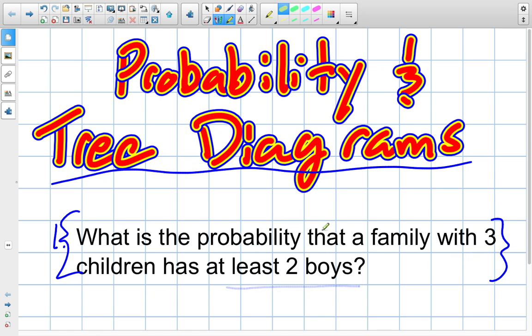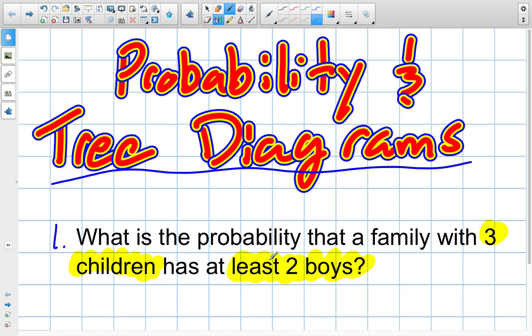So what is the probability that a family with 3 children, okay, so this family has 3 children, has at least 2 boys? And the word "at least" is actually really important in this question. Think of it as like a greater or less than sign. In this case, it's a greater than sign. So greater than and equal to the value of 2.